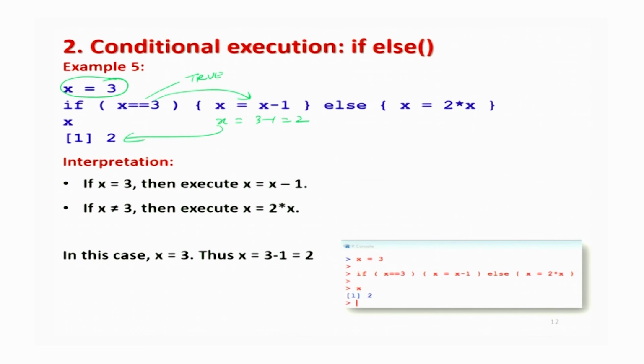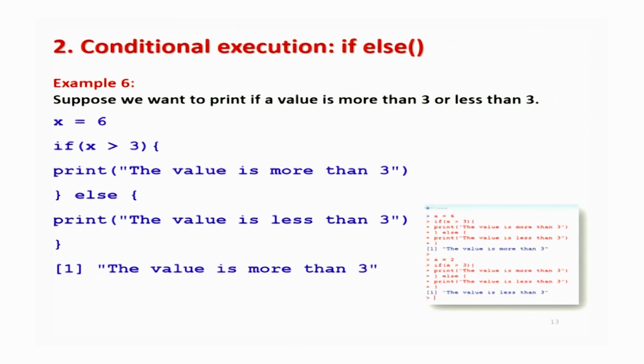Okay. So, now I take one more example. It is the same example, or a sort of extension of the earlier example which we considered, that we want to print if a value is more than 3 or less than 3. Earlier we had printed the value is more than 3, but what if the value is smaller than 3, then there was no outcome, right. So, now I try to extend it, and I will show you how you can do it.